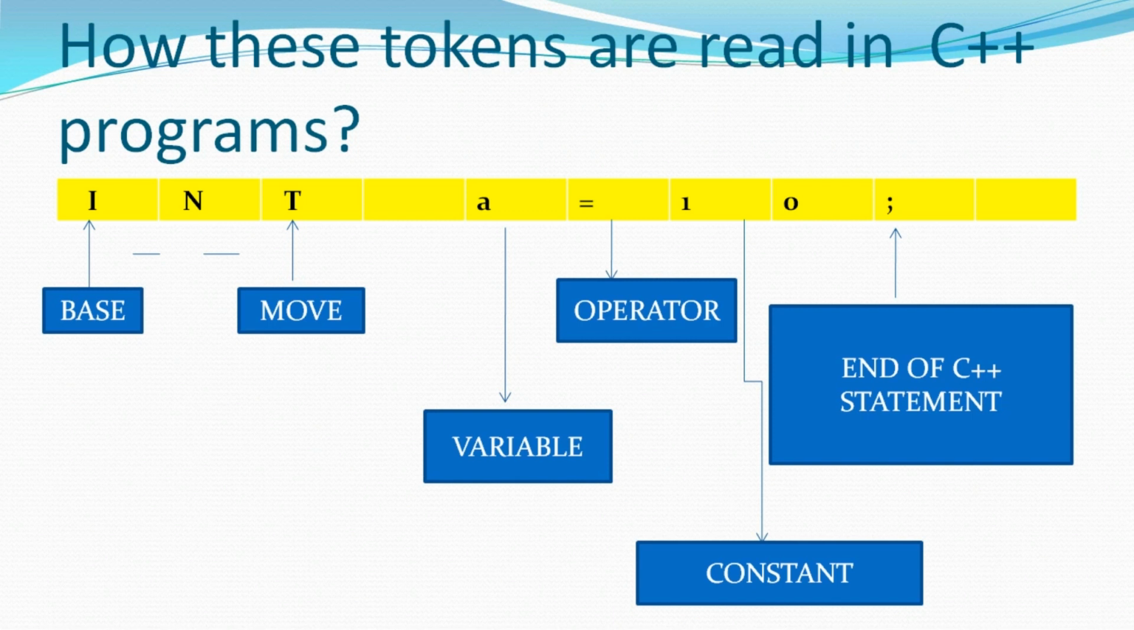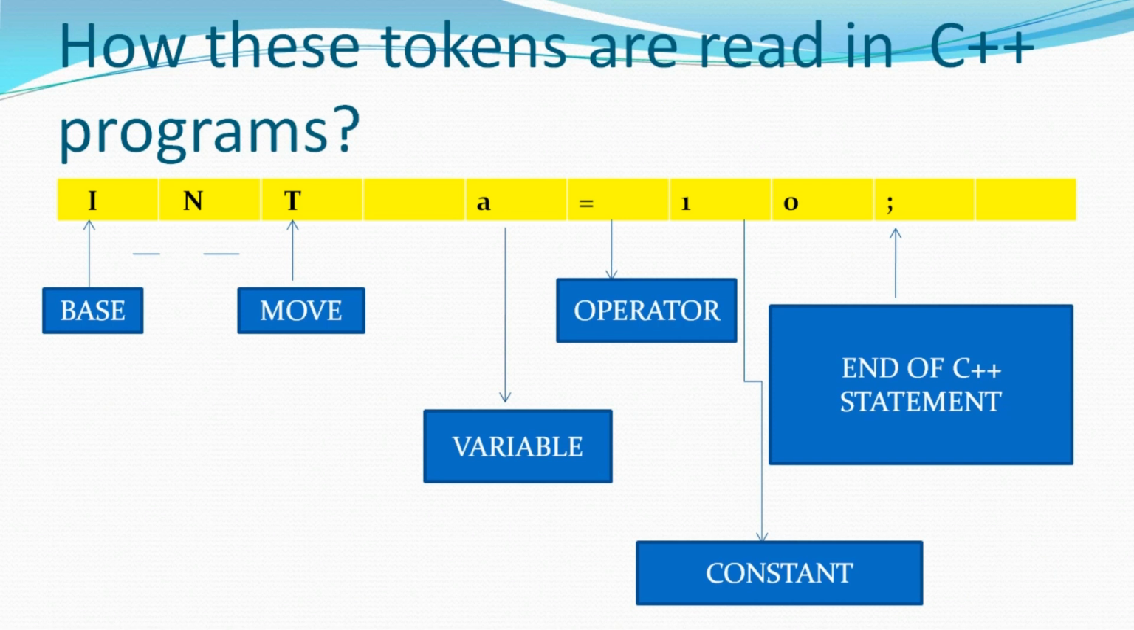Next, how are these tokens read in a C++ program? This is the basic structure of how the compiler works. If you understand this, you will understand the basic phenomena that the compiler handles in C++ programming. As you can see, these memory blocks indicated in yellow color are the memory blocks in our memory. They are divided into blocks known as cells. How does the compiler compile the code?